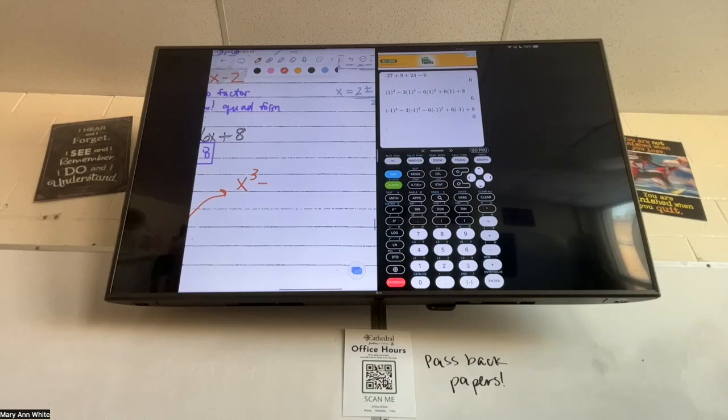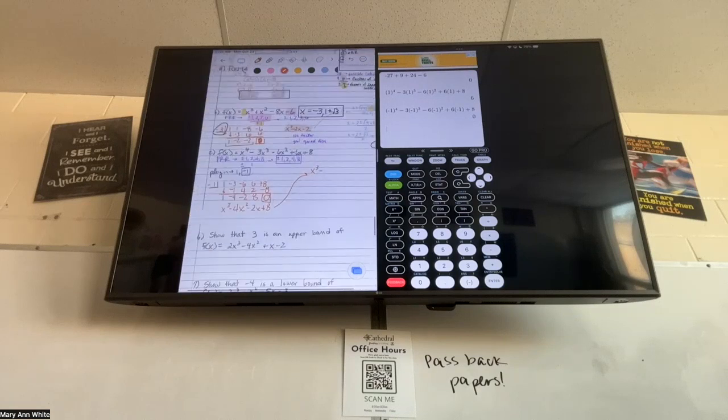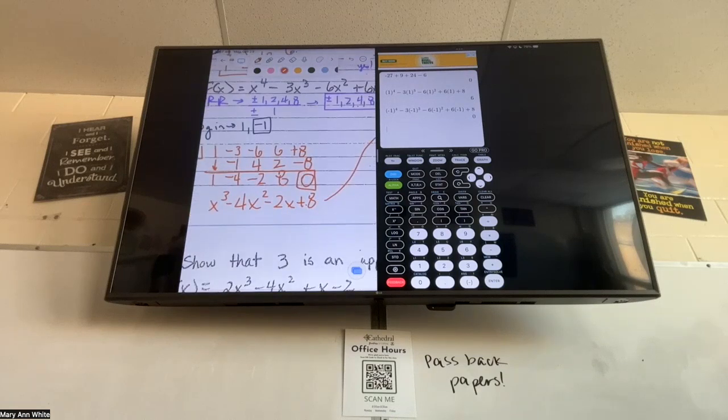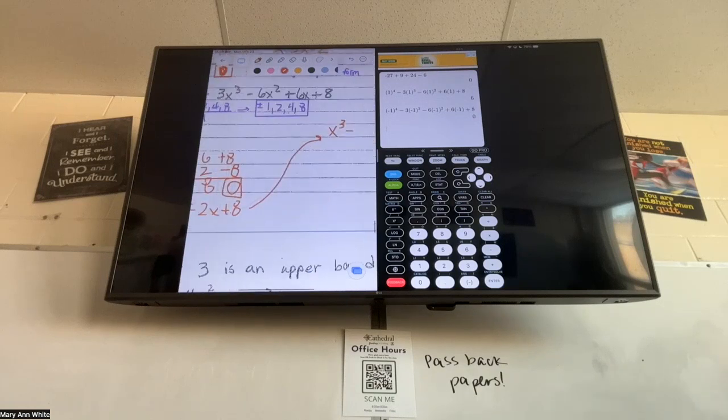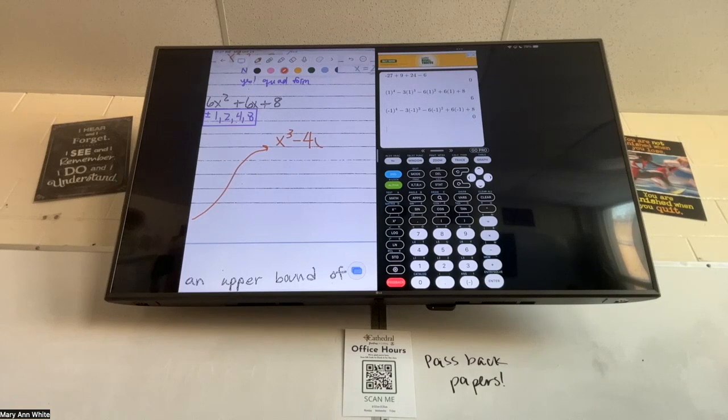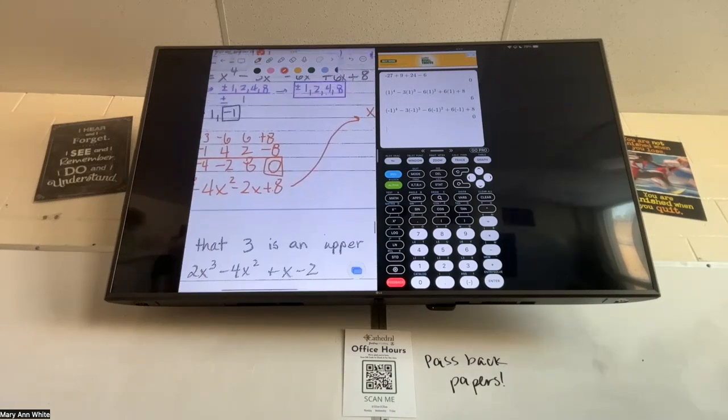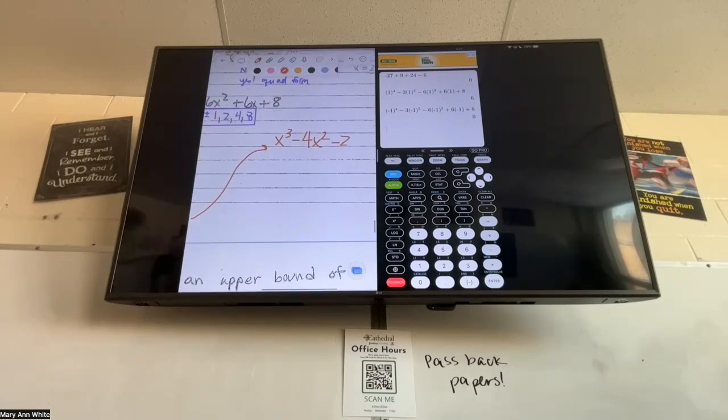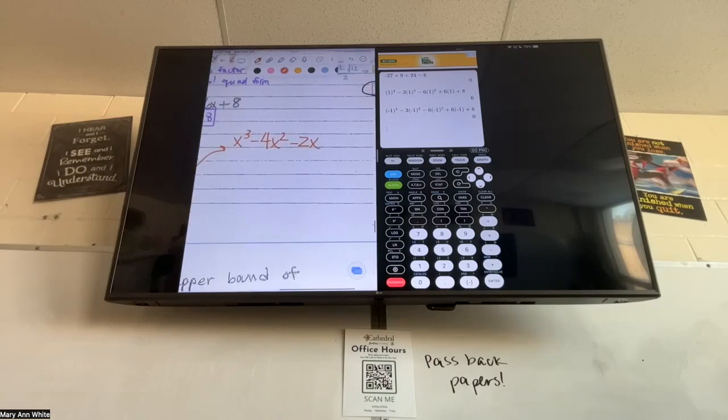Wait, don't we need a remainder? Your remainder should be 0. Oh, because it should divide evenly. Which is actually good, because I don't think we can divide if there's a remainder. And plus 8.